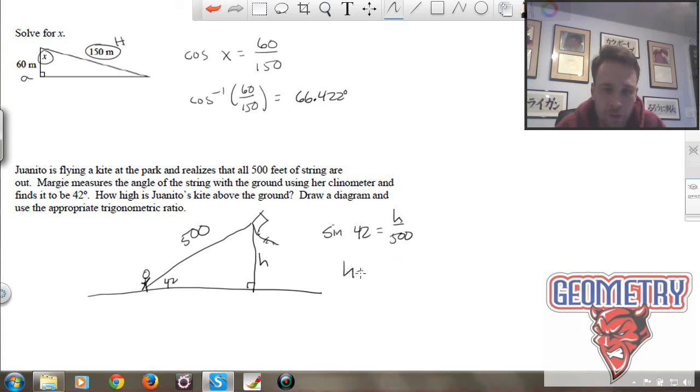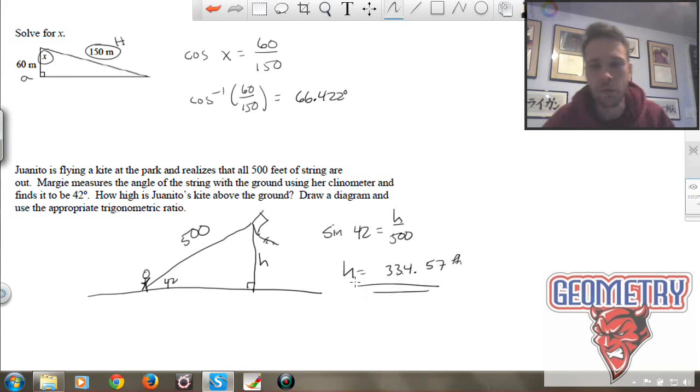We cross multiply this, we get h to be whatever 500 times the sine of 42 is, which happens to be 334.57 feet. Okay, so a little bit of trig review there. Going through some right triangle trig, some inverse trig, etc.